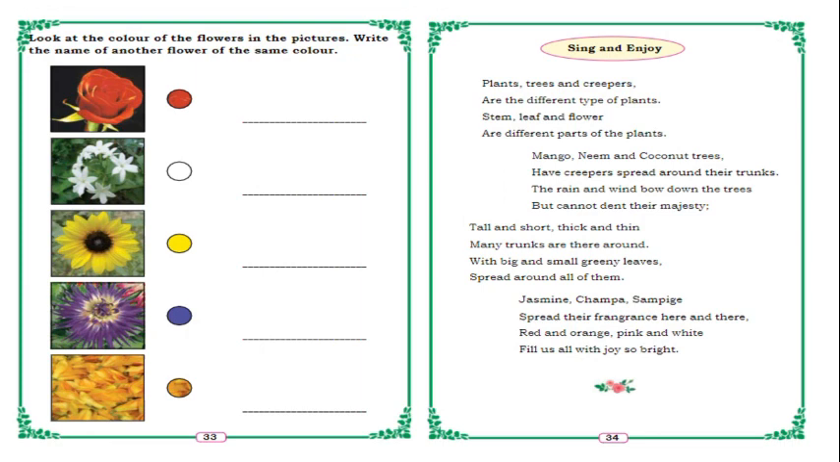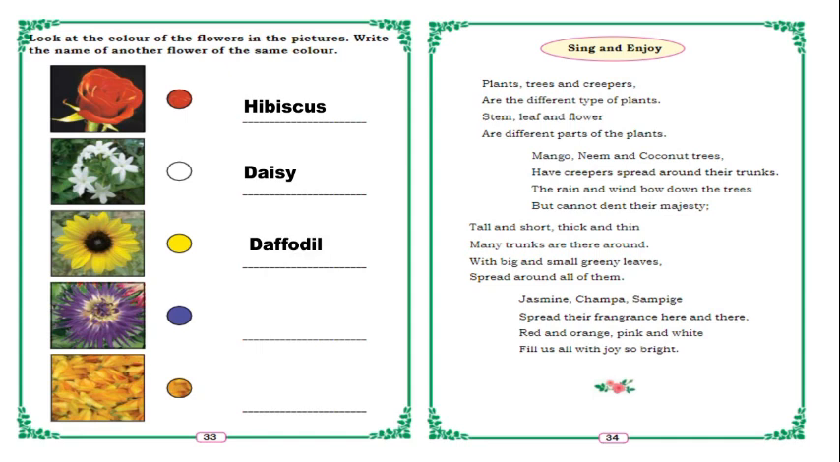There are different colors of flowers. They are red, blue, white, yellow, etc. Yes, no? Yes. Next page. Look at the color of the flowers in the picture. Write the name of another flower of the same color. Here they have given some flower pictures. We have to write the names of same-colored flowers here in the blank space. Okay. First one is rose. What is that rose in the red color? One more flower name we have to write: hibiscus. Next, white color, daisy; yellow, daffodil, aster, marigold.